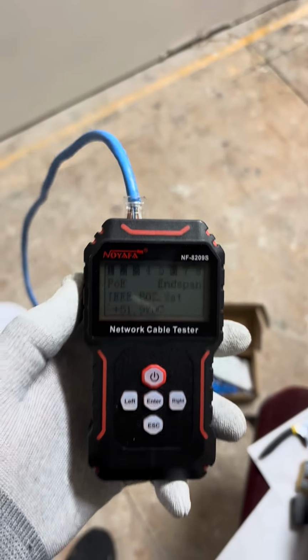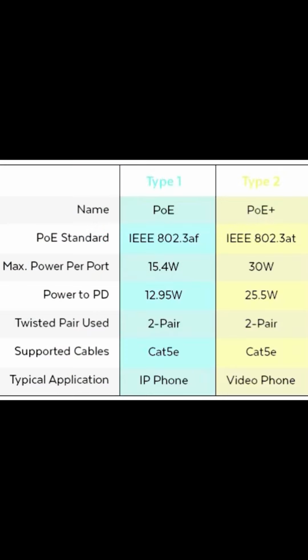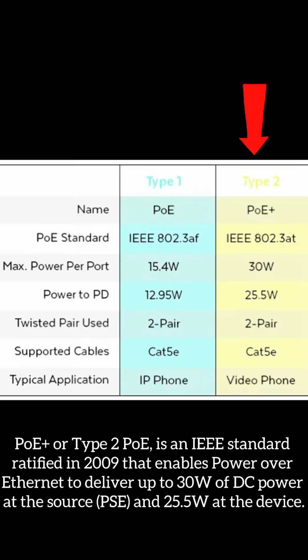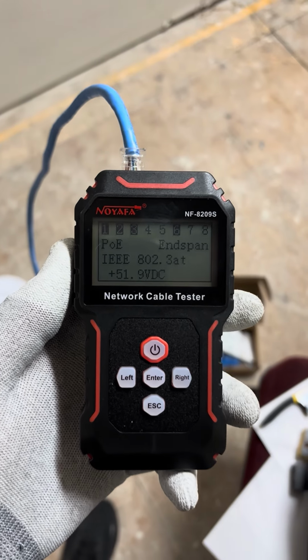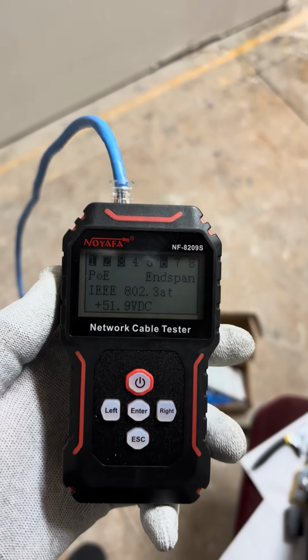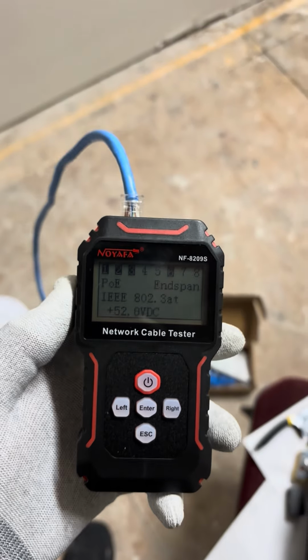You have the IEEE 802.3at, which is commonly known as PoE Plus, Power over Ethernet Plus. It's a 2009 IEEE standard that enhances Power over Ethernet capability, delivering up to 30 watts of DC power from a power sourcing equipment and guaranteeing 25.5 watts at a device. If you look further, it's telling you the actual quantity of power being delivered over the cable. So we're checking and we see that all is good. We see that the cable is good.